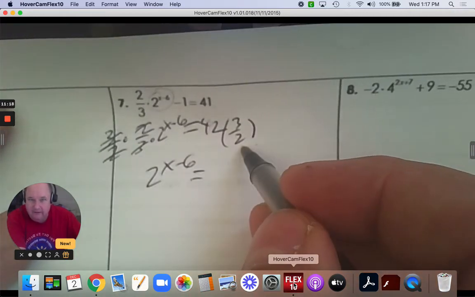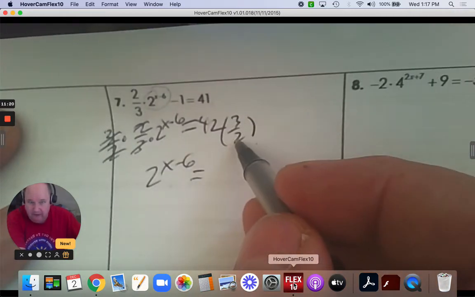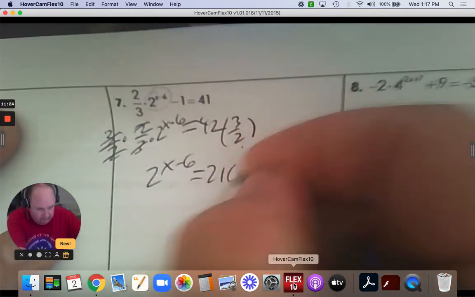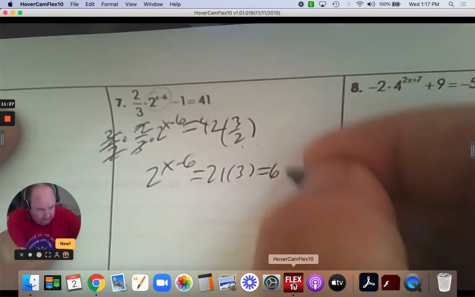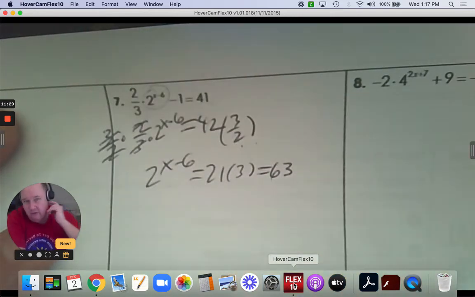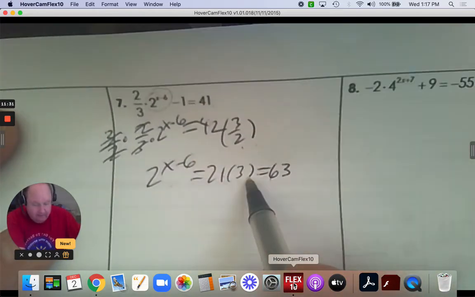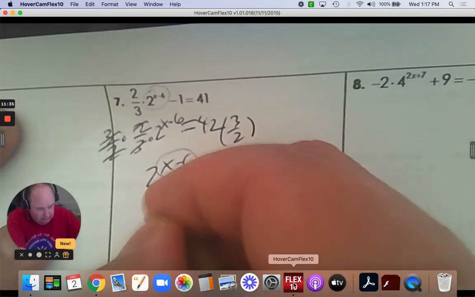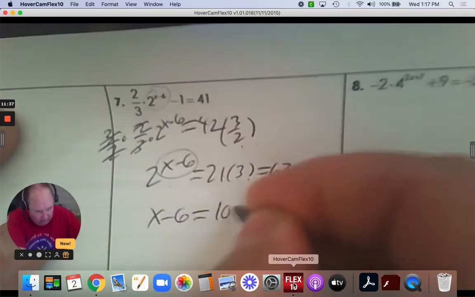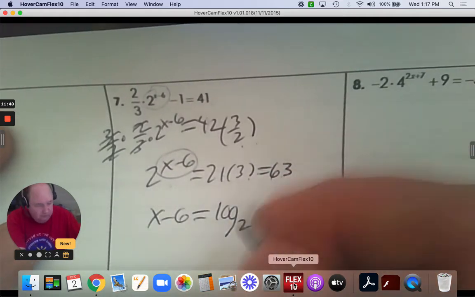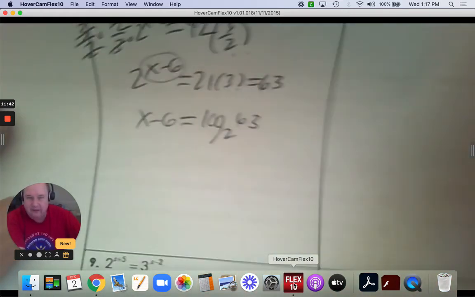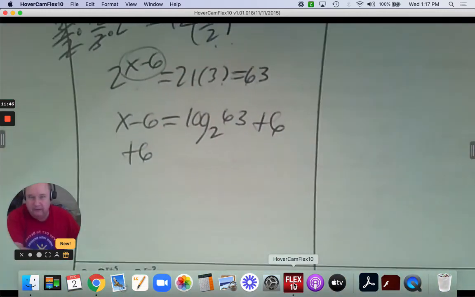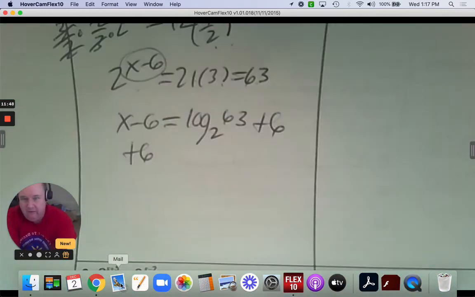On this side, you have to divide and multiply. So 2 goes into 42 21 times, and then 21 times 3 is 63. So I divide and then multiply by 3. Now I can write this as a logarithm. So the exponent, x subtract 6, the logarithm has a base of 2 and goes inside as 63. And then the last step to get x by itself is we add 6 to both sides. And now we're ready to use our calculator.